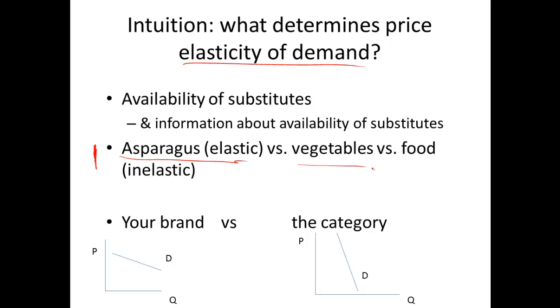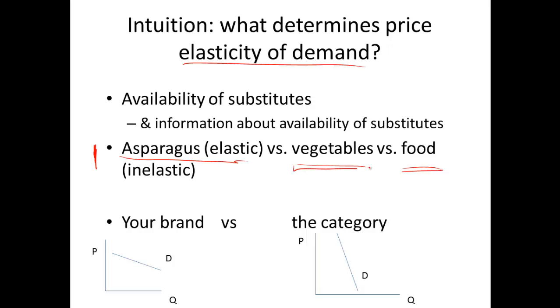And so, think about in this second bullet point here, asparagus versus vegetables versus food. Starting with food, well, there really is no substitute for food. If you don't have any food, you will die. And so the demand for food is inelastic. Even if price went up a lot, you still have to buy food or else you die.